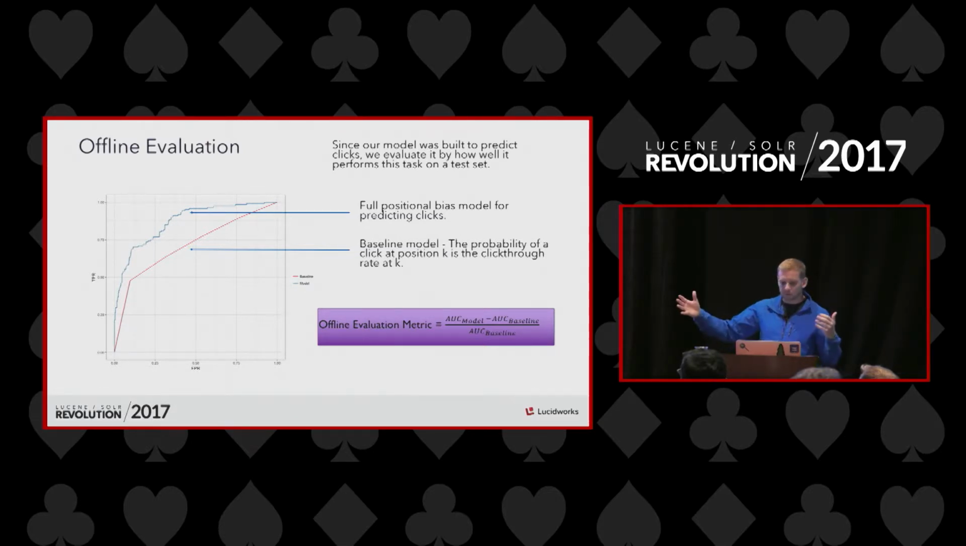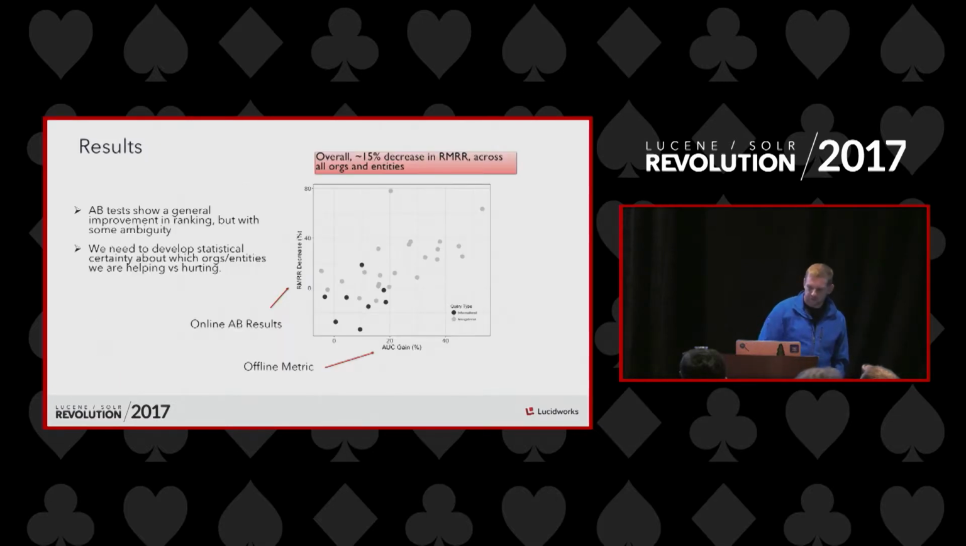So we have this click model that predicts clicks. We also have a baseline model where you just say, I'm going to predict a click on document 1 to be the click-through rate at position 1, or a click on document 2 to be the click-through rate at position 2. So that's the baseline model. And if our model does better than that, it means it learned something. It has more information than that baseline positional bias. So that would be how we evaluate the model offline.